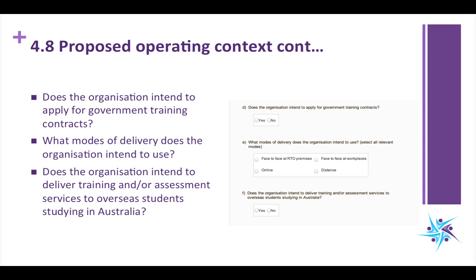This is not saying that you're not going to take on international students down the track. You may intend to deliver to international students in Australia, but not with this application, because we then need to also do a CRICOS application at the same time. So I strongly recommend that you say no to this question.